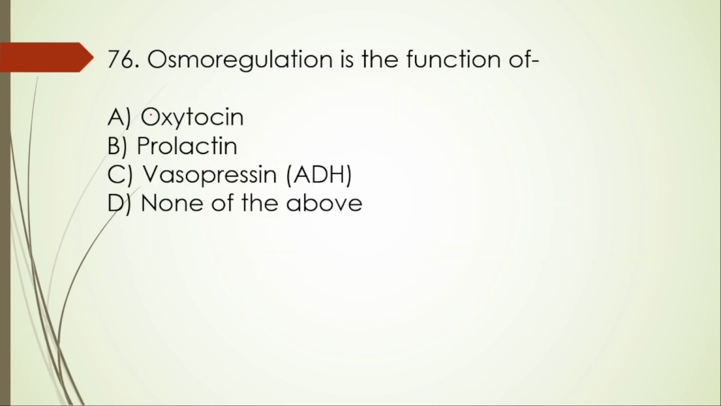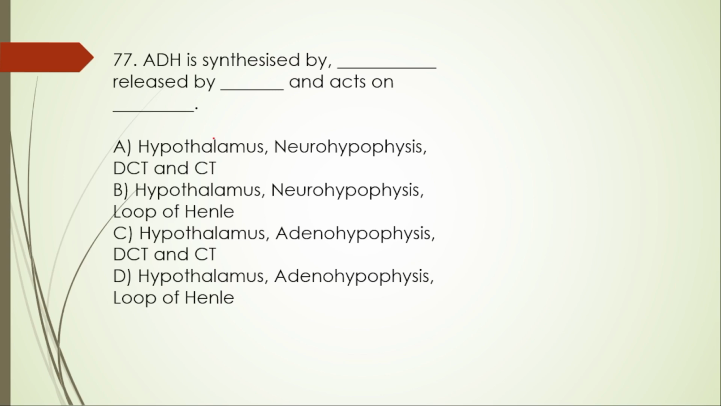76th one. Osmoregulation is the function of oxytocin, prolactin, vasopressin, none of the above. So here osmoregulation is the function of vasopressin. 77. ADH is synthesized by dash, released by dash and acts on dash. It is synthesized by hypothalamus, released by neurohypophysis and acts on DCT and CT. So the right option is option A itself.